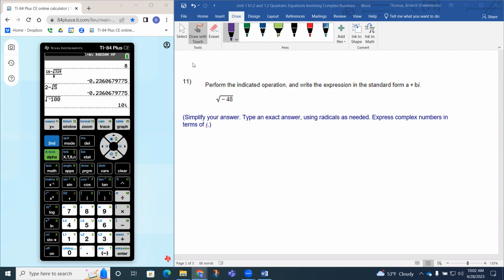So question 11 says perform the indicated operation, write the expression in the form of a plus bi. So notice how this refers to a complex number. A complex number has the first part represent the real part, so a represents a real number. And then this bi, where b is the coefficient of i, represents an imaginary number. So remember, i is the imaginary unit.